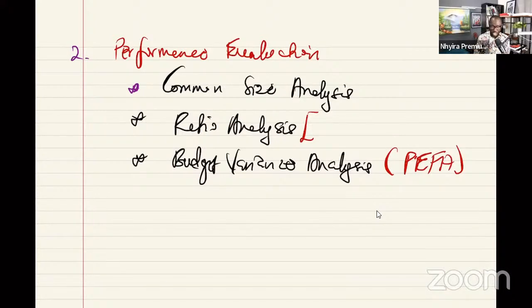Okay, so to help us to use the budget variance analysis, comparing government's budget to the actual performance, we're going to be applying or using the PIFA, one of the key tools that the examiner will be bringing as well in the exam hall. So that is a second huge aspect of the syllabus that you want to make sure that you understand pretty well in order to increase your chances of passing the examination. So that is the second key thing: performance evaluation, common size analysis, ratio analysis, or budget variance analysis.